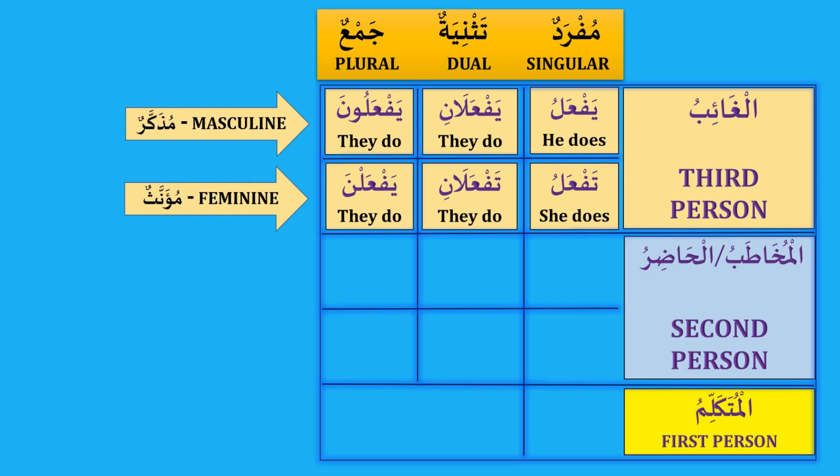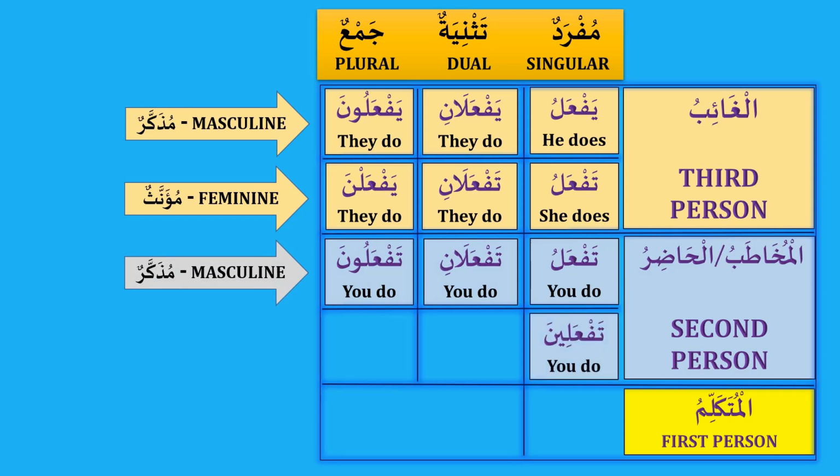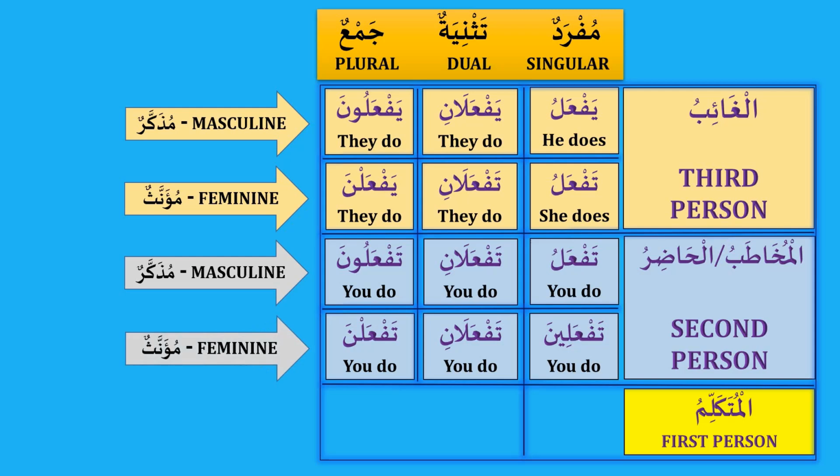المخاطب or الحاضر, second person. تفعل, you do, singular. تفعلان, you do, dual. تفعلون, you do, plural, masculine or مذكر. تفعلين, you do, singular. تفعلان, you do, dual. And تفعلن, you do, plural. And these are feminine, مؤنث.